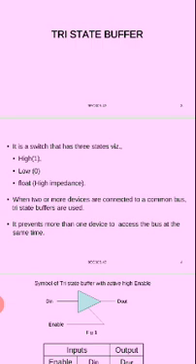Tri-state, it has three states: low state, high state, and a high impedance state. These three states put together is called as tri-state, and buffer is called as a tri-state buffer.